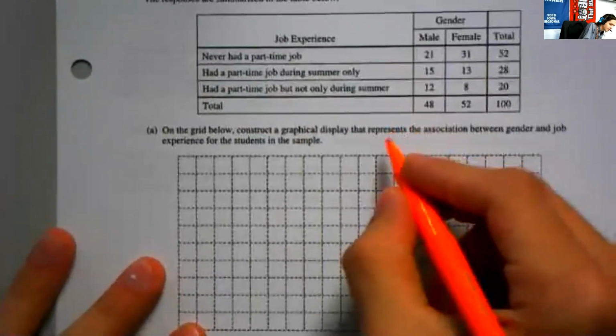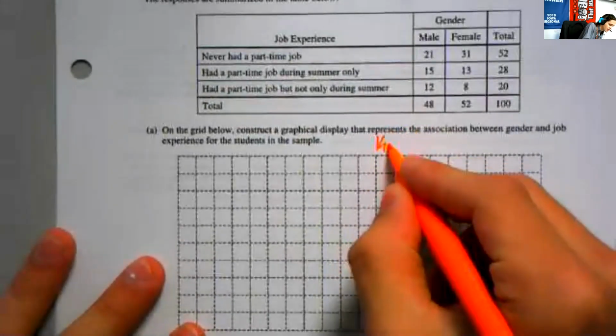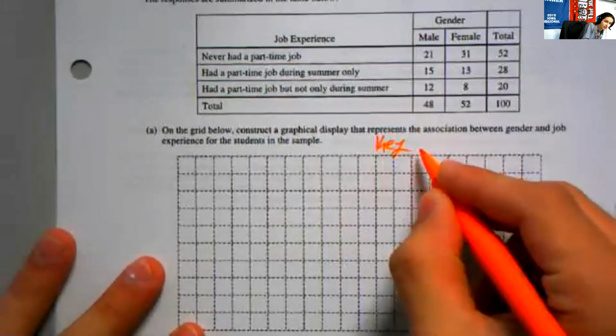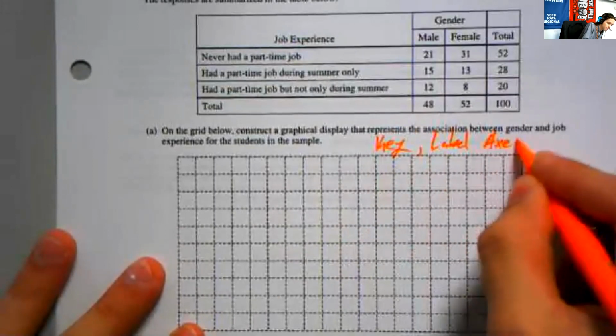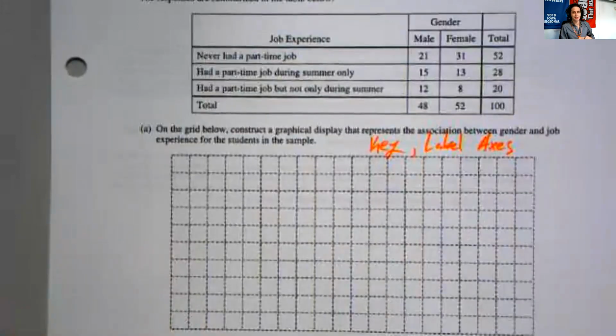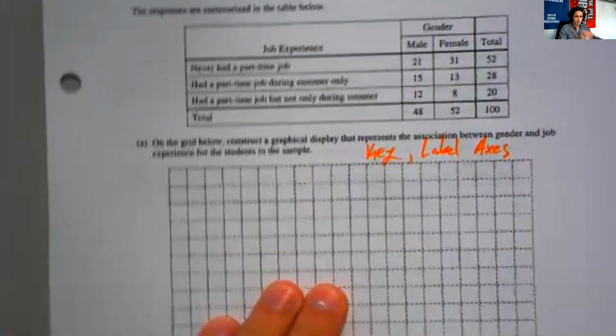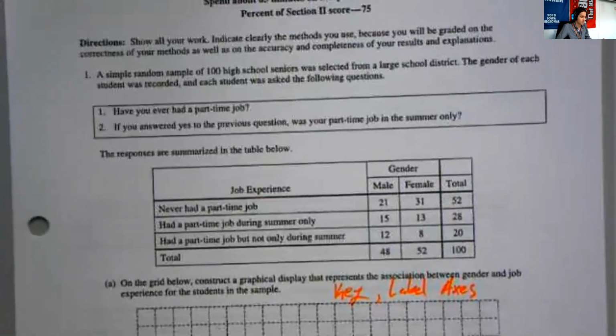Some things you need to not forget: you're going to want a key, and don't forget to label your axes. Doing these problems, a common thing is to forget to label an axis and to forget to fill out your key. We're talking about side-by-side or maybe segmented bar graphs. I expect most of you will do side-by-side, but try to represent the data. How can we see what the boys are doing? What are the girls doing?